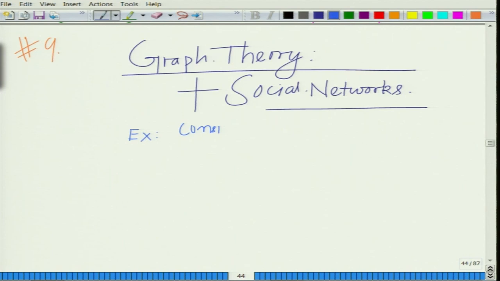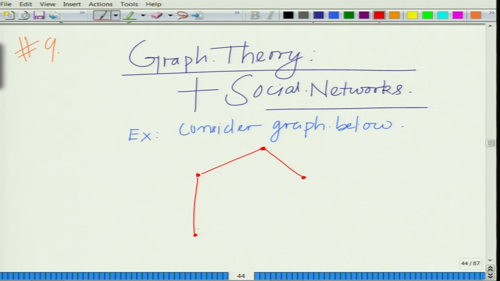I hope all of you know the meaning of a graph. A graph basically contains nodes and edges. In particular, we are looking at a directed graph, which contains directed edges.